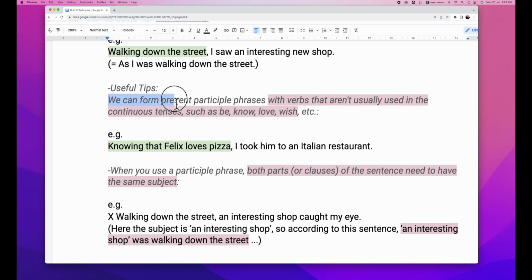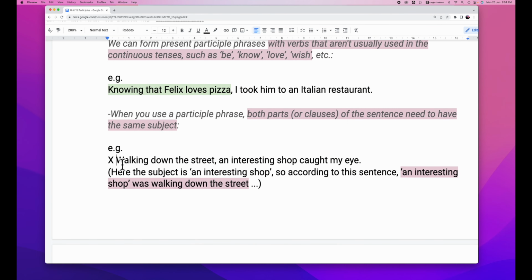Now, here are some very useful tips while we are using present participial phrases. Let's take a look. What is it? We can form present participial phrases with verbs that are not usually used in continuous tense, such as be, work, know, and love, as well as wish. Example: knowing that Felix loves pizza, I took him to an Italian restaurant. That is some other very important information that you have to be aware of when you're using present participle phrases.